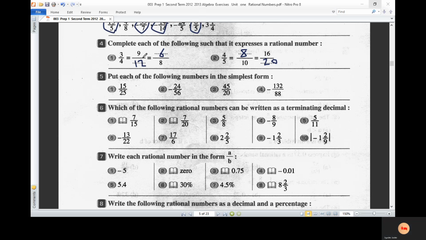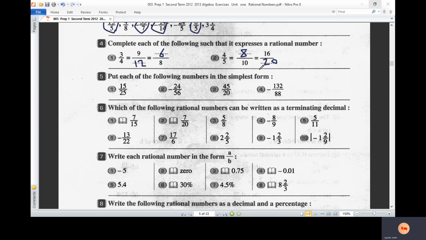17 over 6, you will get 2.8 and 3, and the 3 is repeated, so it's a recurring decimal. 2 and 2 fifths, it's easy, it will be 2.4. By multiplying 5 times 2 and 2 times 2, it will be 4 over 10. So it will be 2.4.